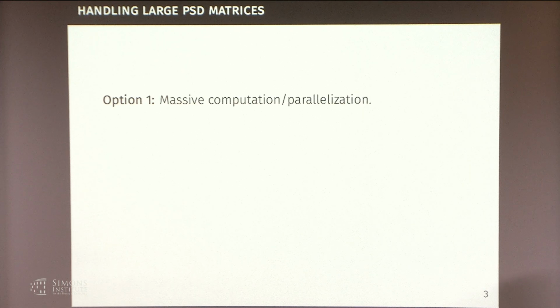So there are two options. One is I could just apply parallelization and massive computation. I could form K in parallel. I could multiply it by a vector in parallel. I could do everything in a distributed way. So this is one approach we could take.